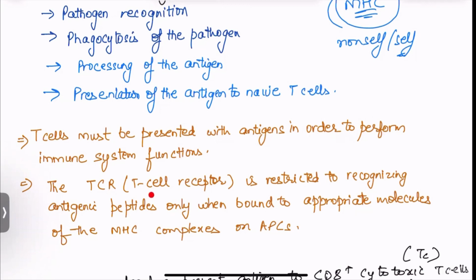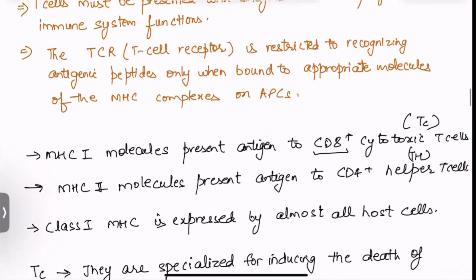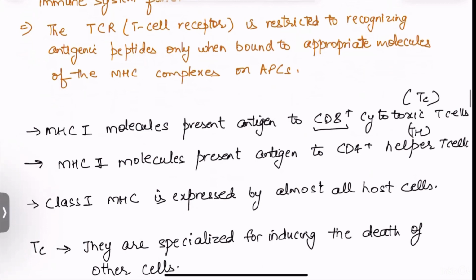T cells must be presented with antigens in order to perform immune system functions. The T cell receptor is restricted to recognizing antigenic peptides only when bound to appropriate molecules of the MHC complexes on antigen-presenting cells. T cell receptors recognize only antigenic peptides, those which are foreign, and they are bound to molecules of MHC complexes. So only if antigenic peptides are bound to MHC complexes will they be recognized by the T cell receptor. MHC can be of two types, MHC1 and MHC2.